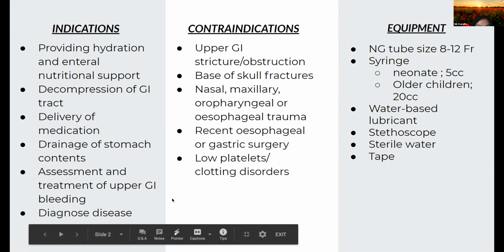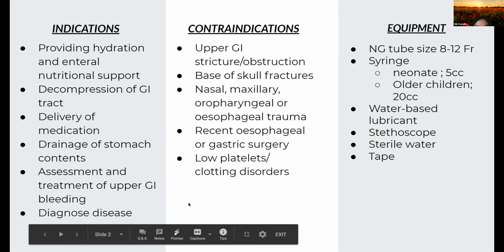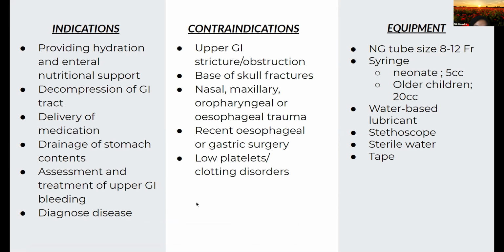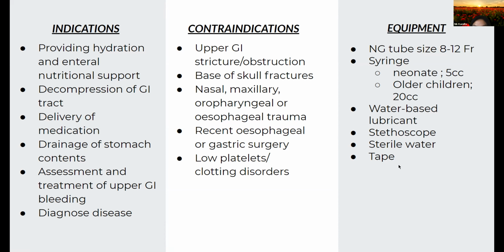However, there are several contraindications, such as upper GI stricture obstruction, or if there is fractures to the base of the skull, if there is nasal, maxillary, oropharyngeal, or esophageal trauma, because it could worsen the trauma, if there is a recent esophageal or gastric surgery, and low platelets or clotting disorders, because it could cause bleeding. So patients with these conditions are contraindicated for this procedure.